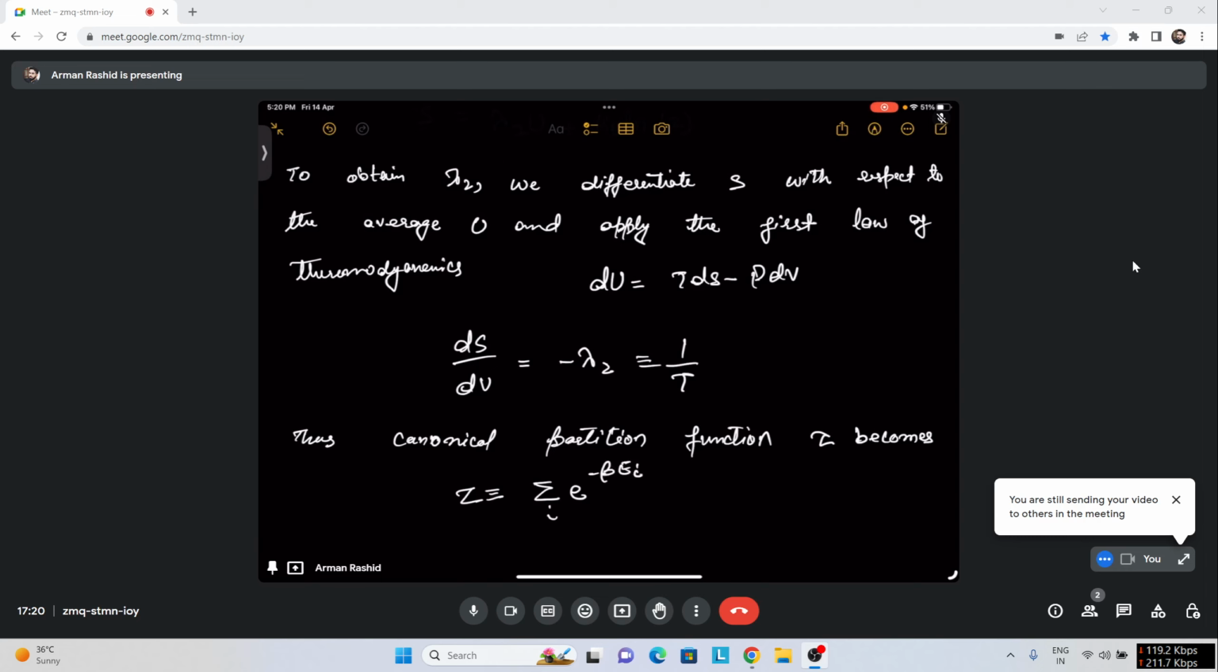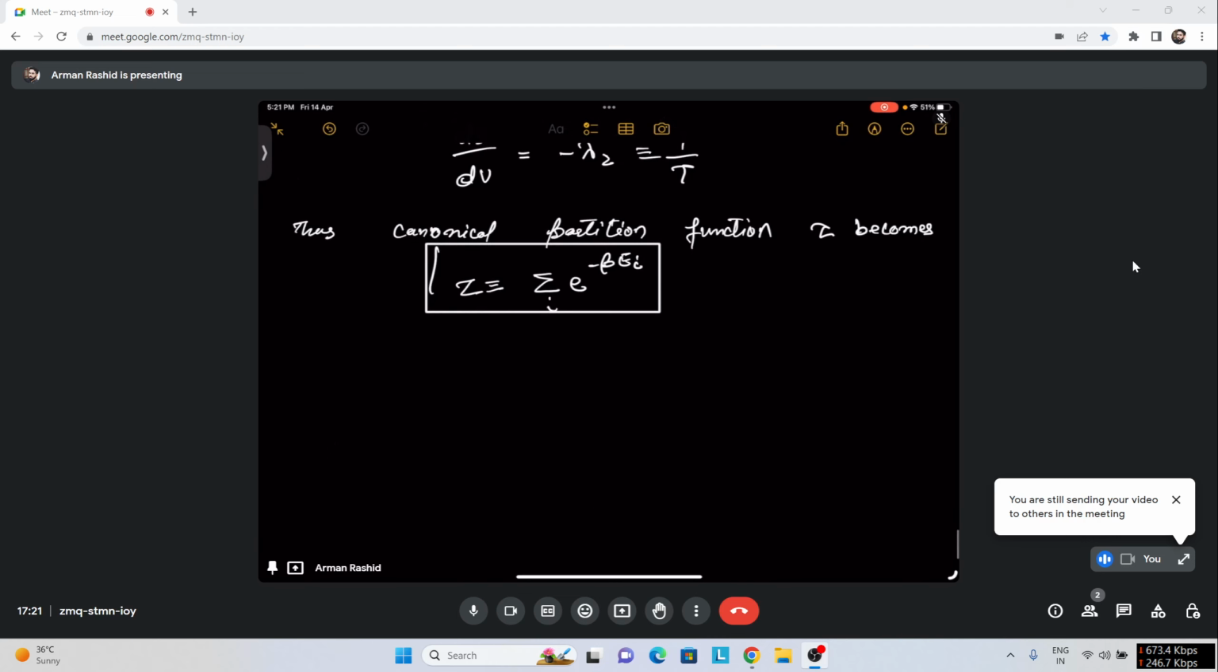Okay, so we have used the concept of the entropy in order to determine what will be the canonical partition function. Now here beta is called a thermodynamical constant. It is given by 1 by kbt, where kb is called Boltzmann's constant, and this is the thermodynamic beta.